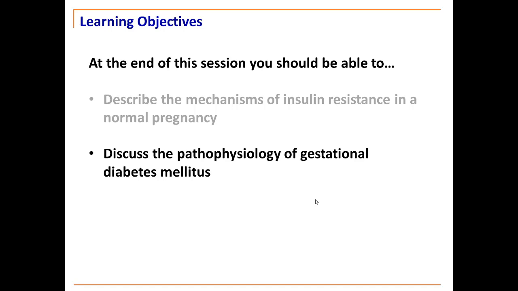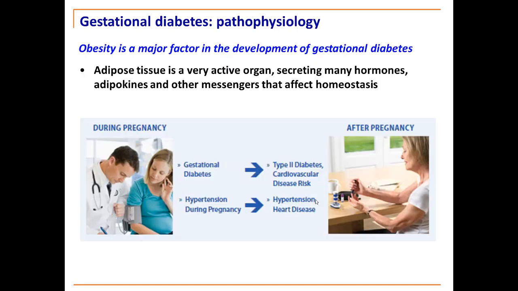In the second half of this session, we're going to look at the pathophysiology of gestational diabetes mellitus. So, of course, obesity, as we've talked about, is a major factor in the development of gestational diabetes. We've already gone over some of the mechanisms behind that. Adipose tissue, whilst years and years ago it used to be thought to be just a very quiet organ where fat was stored, is actually a very, very active organ. It secretes many hormones and cytokines and adipokines and other messengers that affect homeostasis.